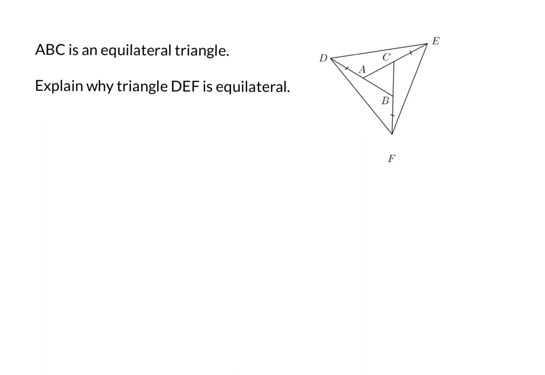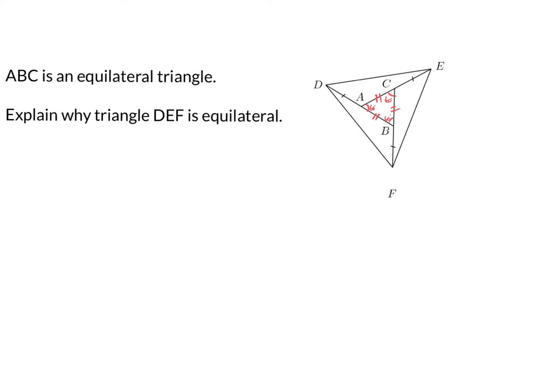Let's have a look. ABC is equilateral, so I'm just going to draw on here that these sides are all the same. Because if it's equilateral, they must all be the same. I also know, if they're all the same, that this angle here is 60. So I'm going to write in 60 on each of these angles. Now I know that that's 60.